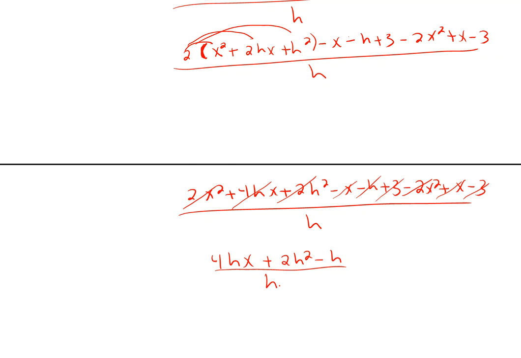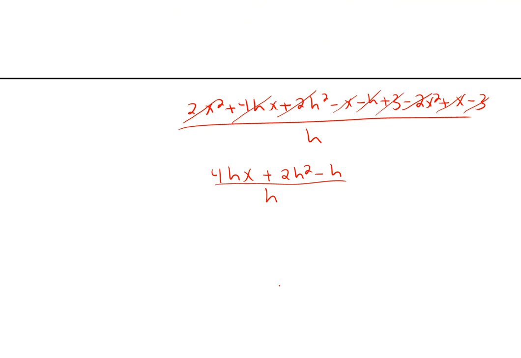Now, just like the last problem, all 3 of my terms have h, so I'm going to factor out an h and simplify. Now here, when I factor out an h from h divided by h, anything divided by itself is 1. H squared divided by h leaves me with an h there with a 2. And then I just cancel those h's, and my final answer, 4x plus 2h minus 1.